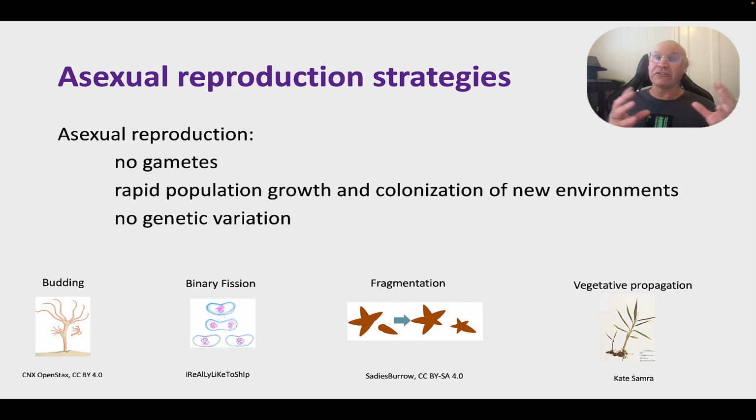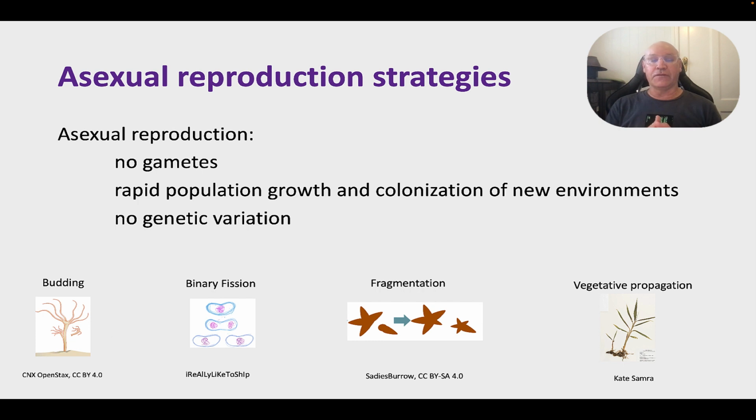Asexual reproduction doesn't require a partner, doesn't require specialized gametes or sex cells. The benefit of asexual reproduction is that it's rapid. Because it doesn't require a mate, we can have a rapid population increase. It's ideal when colonizing a new environment, when there's a niche that's opened up, and then a species is able to exploit that gap and to be able to increase its population really quickly.